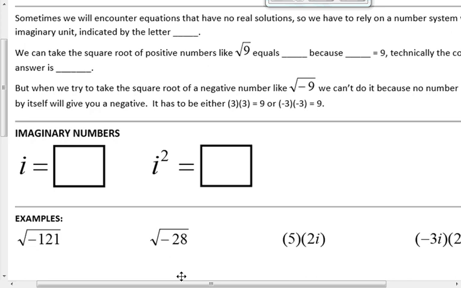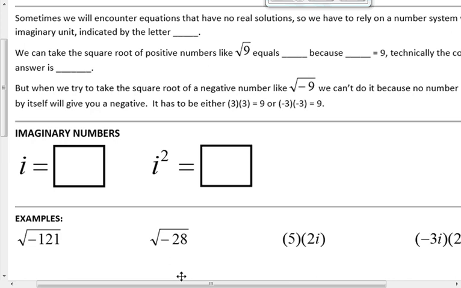So we're just going to go ahead and start filling in. We talked about the quadratic formula, and then we talked about discriminants, and we talked about not being able to take the square root of negative numbers. Today we're going to talk about how to take square roots of negative numbers and how that applies to things called complex numbers and what those are. The very first blank is that sometimes we will encounter equations that have no real solutions.